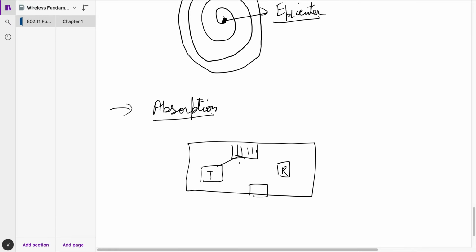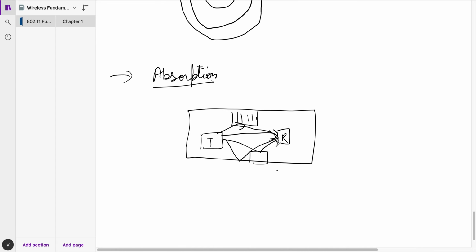The signal goes from here, it hits here, and then some part of it goes here to the receiver. Something like this happens directly. It can hit this wall, it can hit this window, table, chair, or anything. So basically, the signal is absorbed by the obstacles that come in between the transmitter and the receiver. Let's say a dry wall will have some sort of attenuation. Attenuation is nothing but loss. So absorption can cause a lot of loss as well.